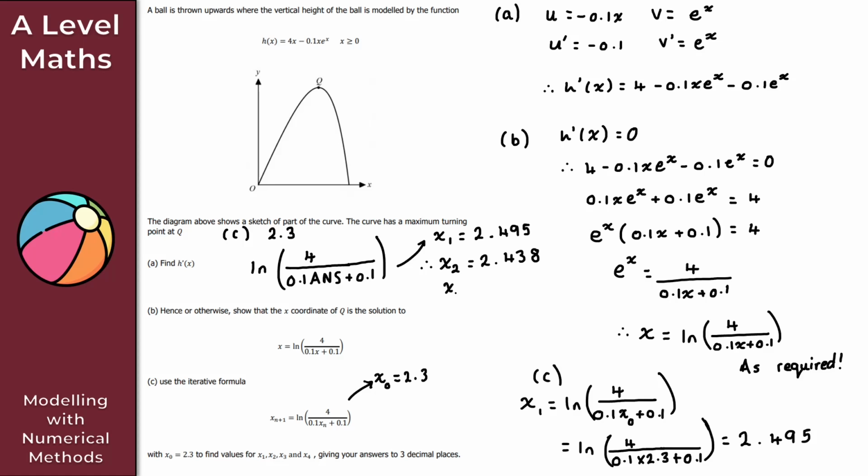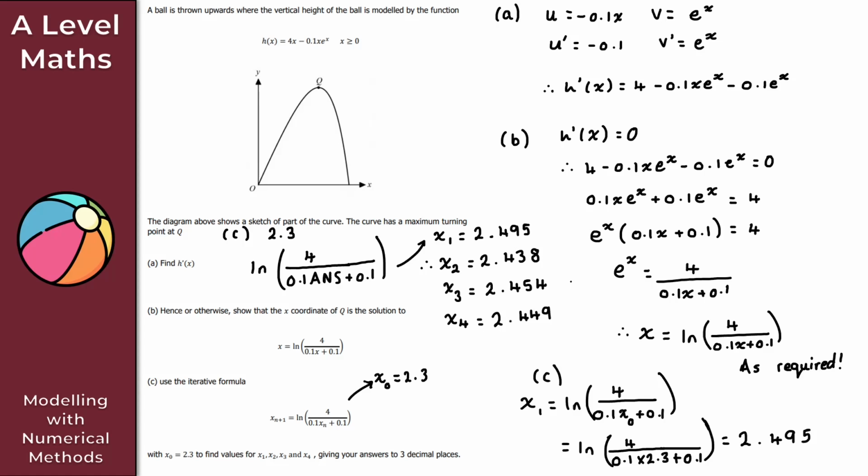So x3. Again, just press enter or execute. Hopefully what you can see here is we get 2.454118006. Running this to 3 decimal places, I get 2.454. And then finally for x4, just press enter one more time. Running this to 3 decimal places, we get 2.449. Okay, and there we have it.